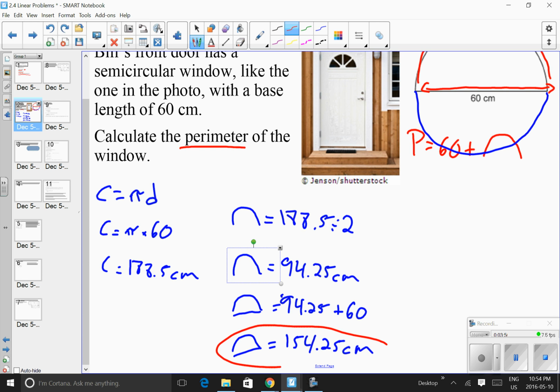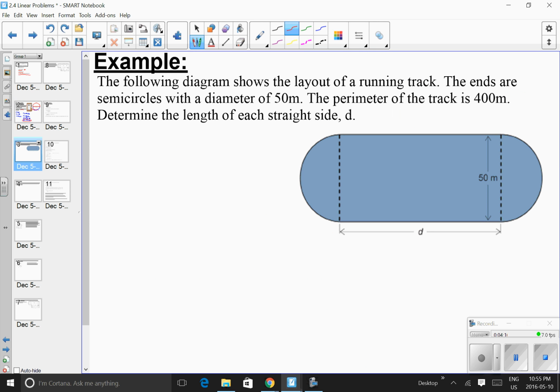Ready? As you've seen, the trick for these shapes that we don't have formulas for is to break it up into shapes that you do know. I cannot stress that enough. Break it up into shapes that you do know how to deal with, and then go from there. As we can see in the next problem. This one's a little bit trickier. The following diagram shows the layout of a running track. The ends are semicircles with a diameter of 50, as you can see here, and the perimeter of the track is 400 meters. I want to know what the length of the straight side is here.